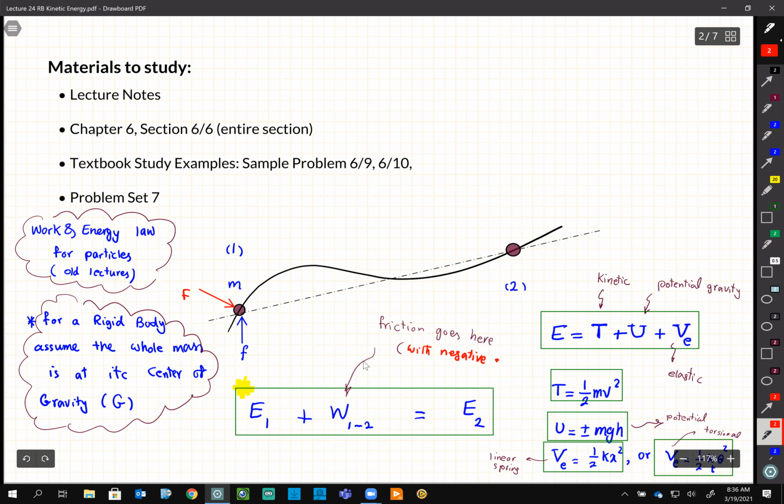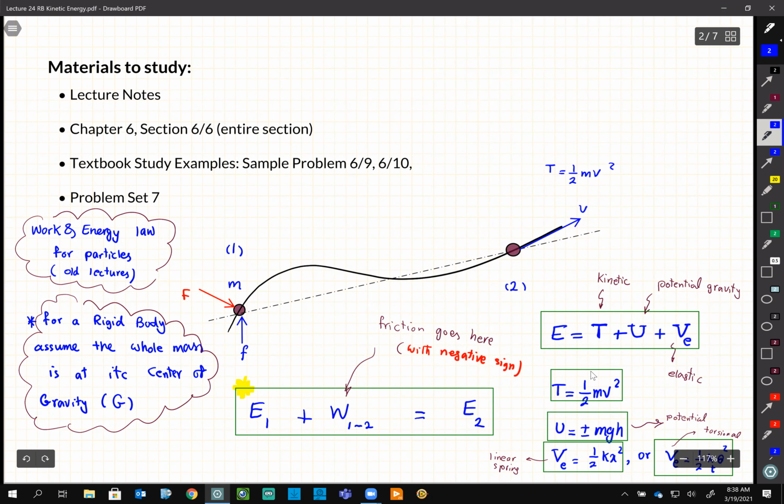As for energy, we have T, U and V_e, where U is potential energy, which is mgh, and always for a rigid body, consider the center of gravity. V_e is the elastic energy, 1/2 kx squared, or 1/2 k_t theta squared if it is a torsional spring. The only thing left is the kinetic energy for a rigid body. For a particle it's easy. If this particle has a speed v in whatever direction it moves, of course tangent to the path at each moment, then T is simply 1/2 mv squared.